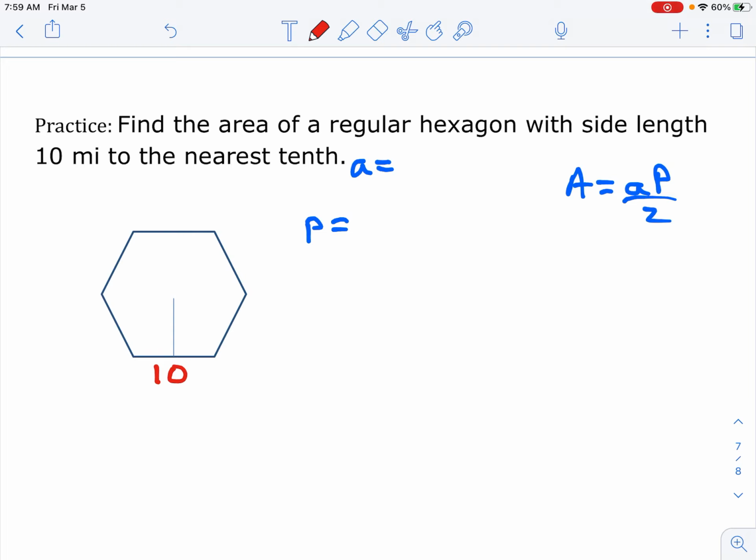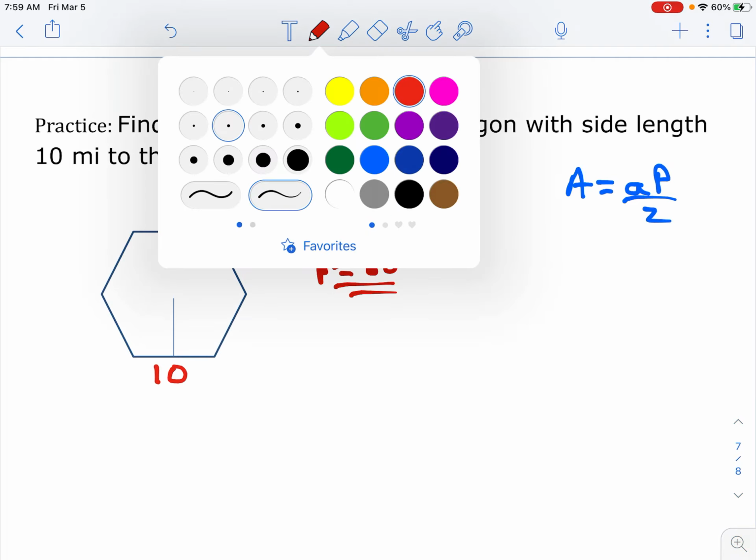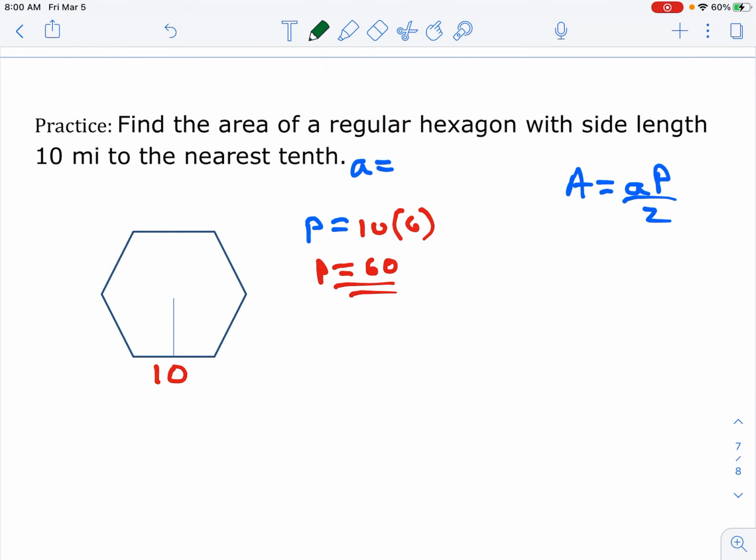Well, the good news is we can find perimeter right away. Remember, we've always been able to find one piece right away, and then we do our work to find the missing part of the formula. If each side is 10 and there are 6 sides, then perimeter can be found by doing 10 times 6, which gives us 60 for perimeter, so we have the first part. Let's do some work to go ahead and find the other missing piece.